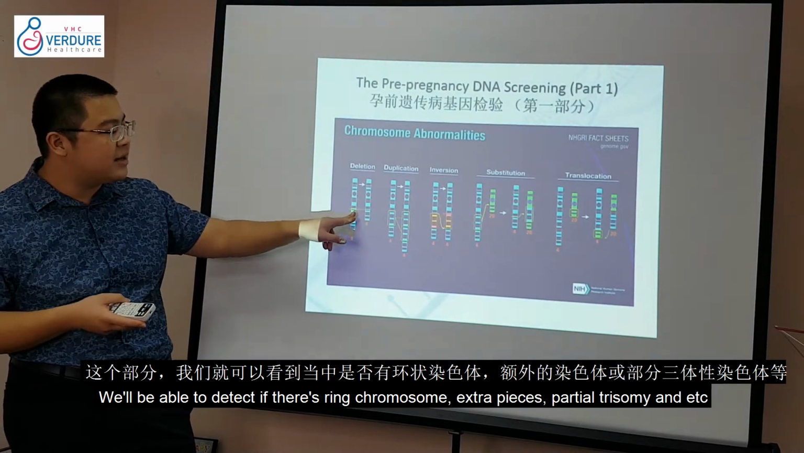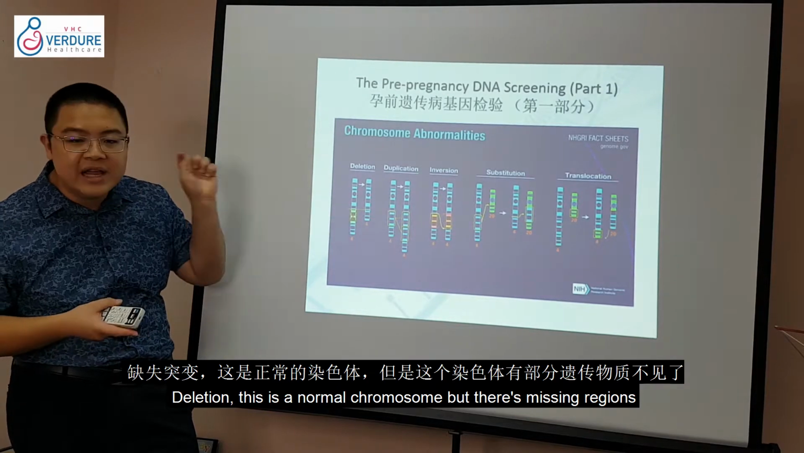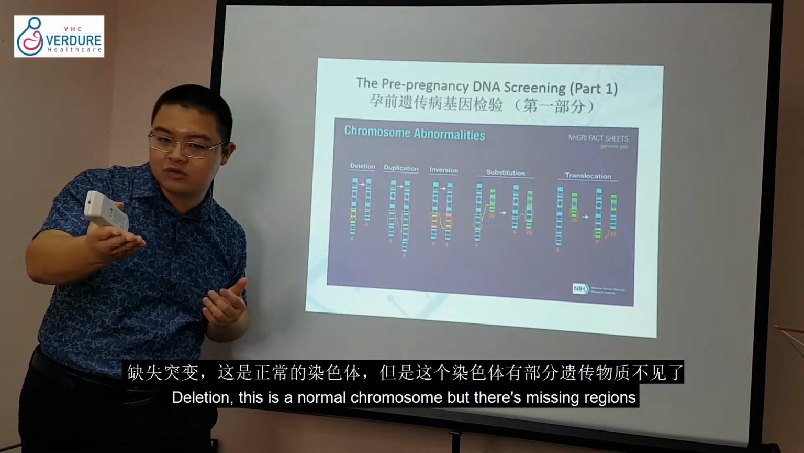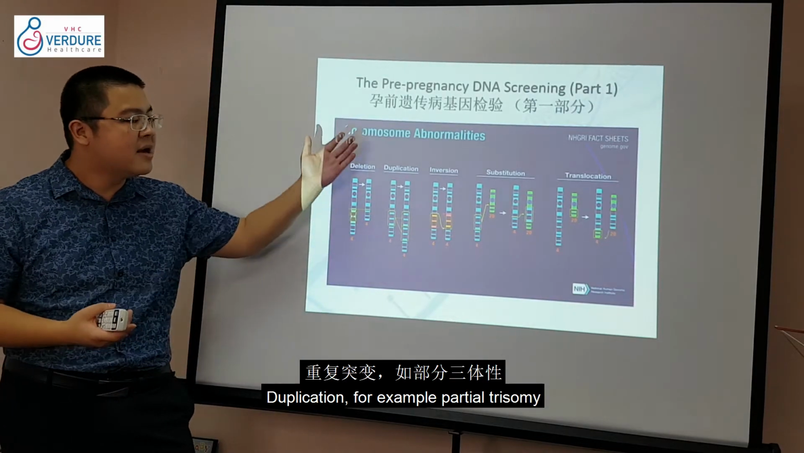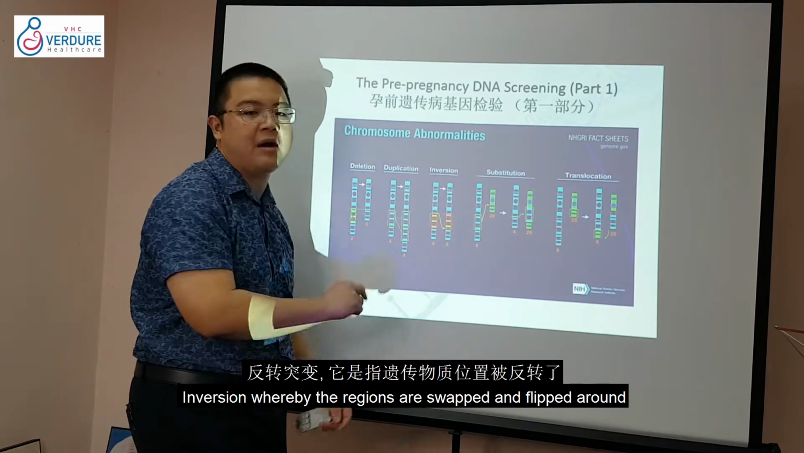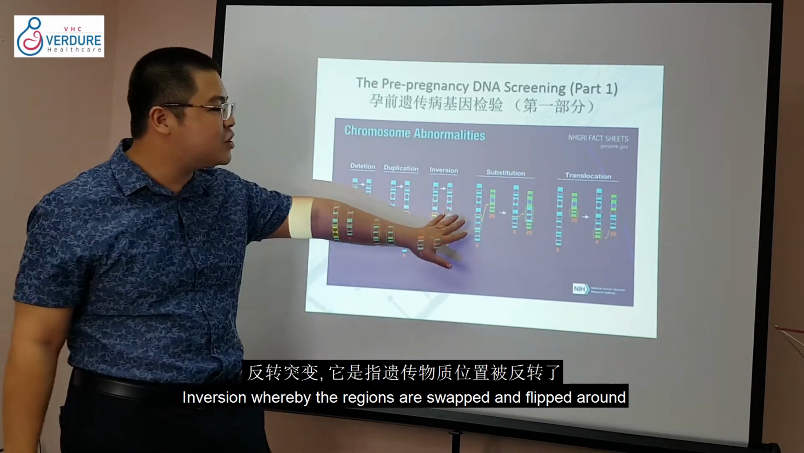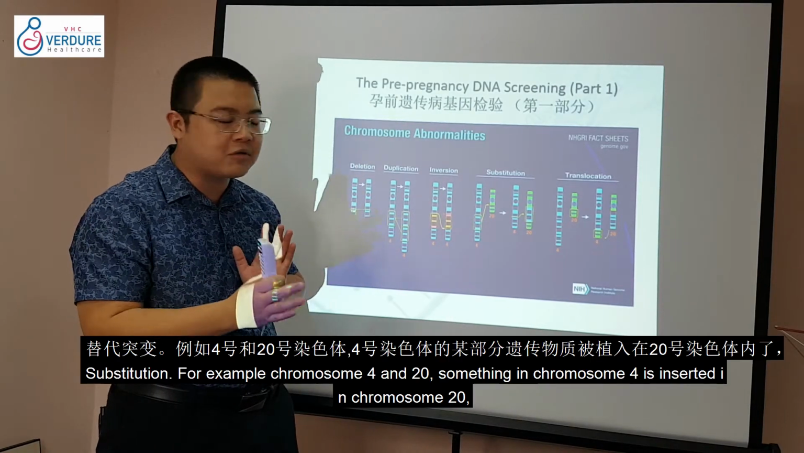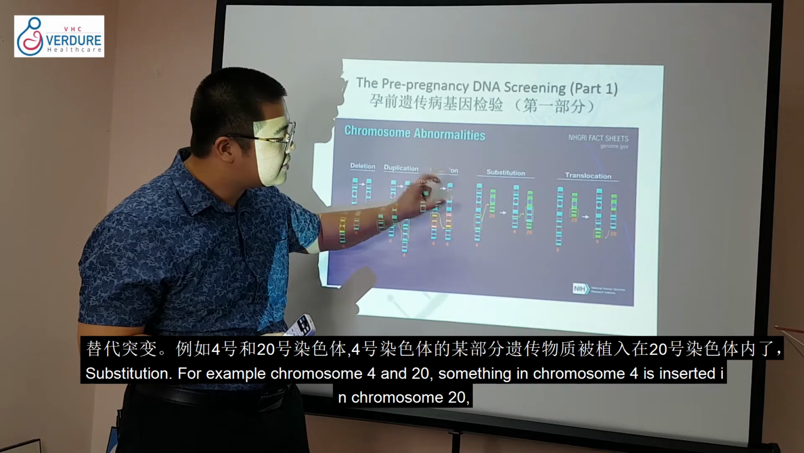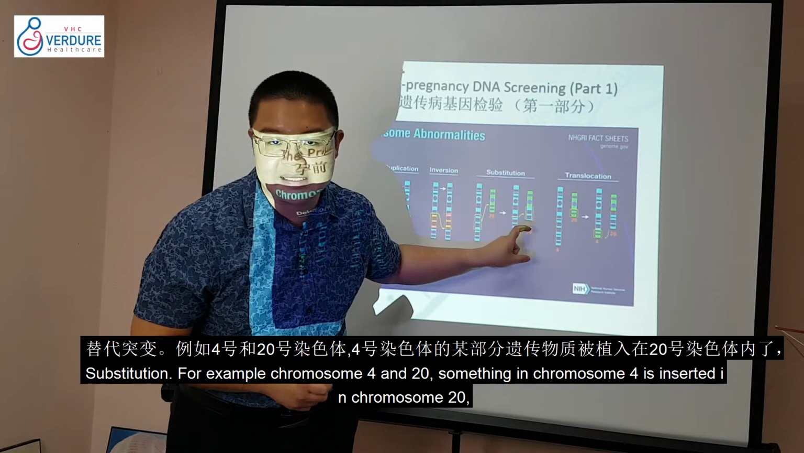Deletion, meaning this is the normal chromosome, but there are regions that have been missing. Duplicated, for example, partial trisomy or duplication. Inversion, whereby these 2 regions flipped around, they swapped and flipped up and down. Substitution between 2 different chromosomes, for example, chromosome 4 and chromosome 20. Something from chromosome 4 has gone to chromosome 20.